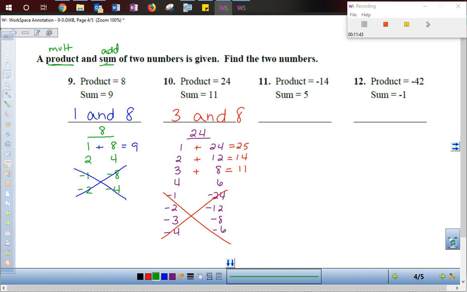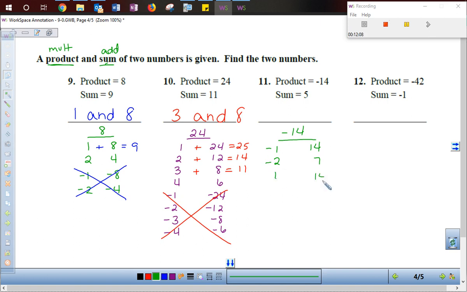On number 11, two numbers that have a product of negative 14 and a sum of 5. So we need to start by finding the factors of negative 14. Now again, here's what I want you to do. I want you to start by just finding the factors of 14. So that's going to be 1 and 14, 2 and 7. Now, remember, you pick one side of your column and make it negative. Then do it again.